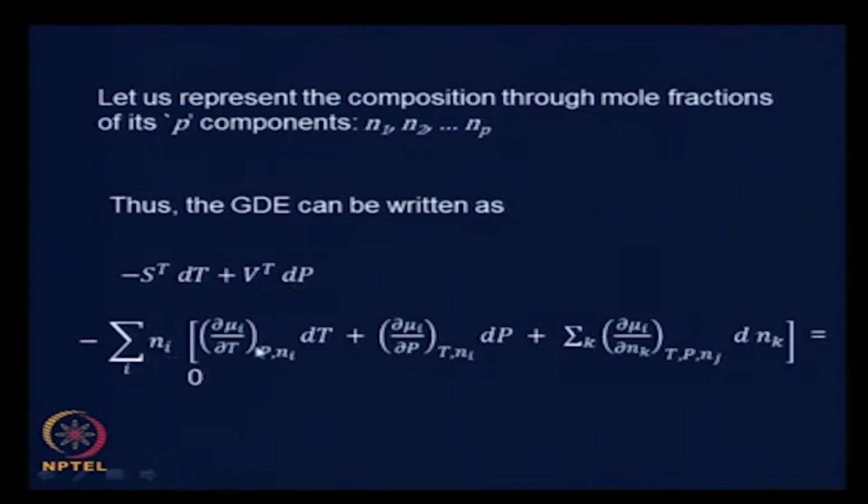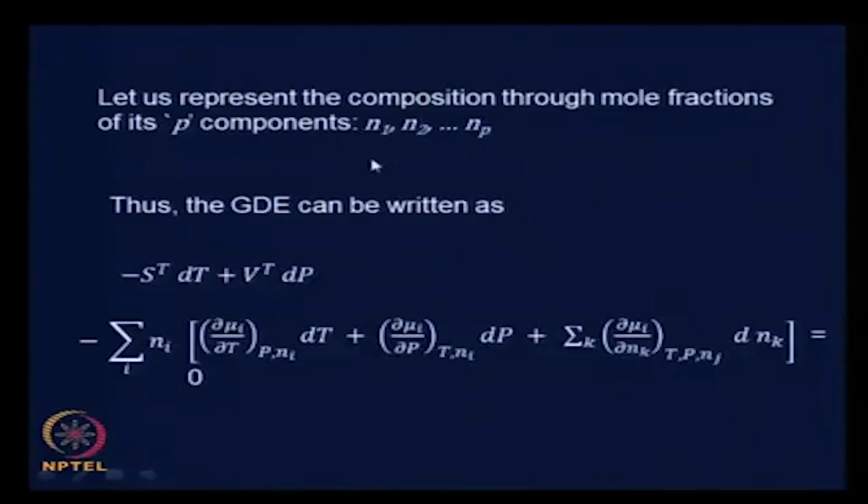This is the first term, minus S_t dT plus V_t dP minus the sum of N_i d mu_i, written by considering mu_i as a function of temperature, pressure and the composition of all the species. Since you have p species here, n1, n2 represented by the mole numbers, this is actually the number of moles, not mole fractions, n1, n2, np and so on and so forth, you will have to sum over each one of them and that equals 0 here. Let us call this equation 4A2.